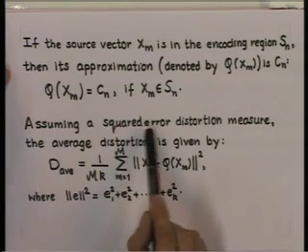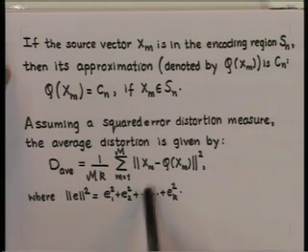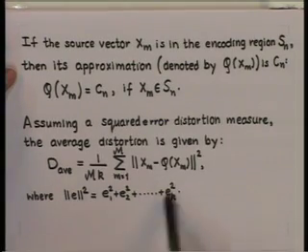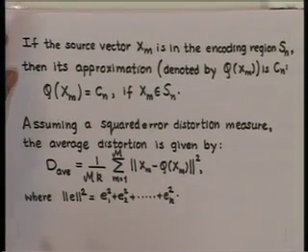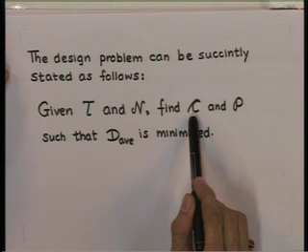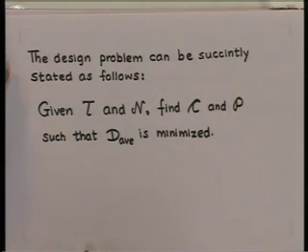Now, assuming a squared error distortion measure, the average distortion is given by this expression, where the norm is the Euclidean norm. So, given this, the design problem can be succinctly stated as follows: given the training sequence and the size of the codebook, that is n, find the codebook, that is set C, and the partition P such that the average distortion is minimized.